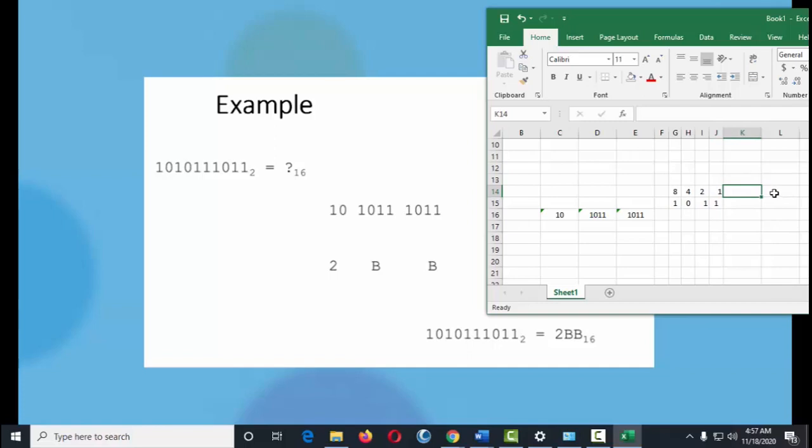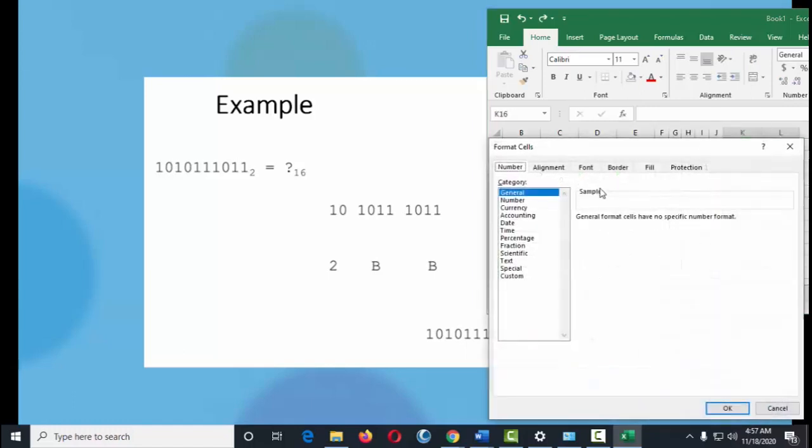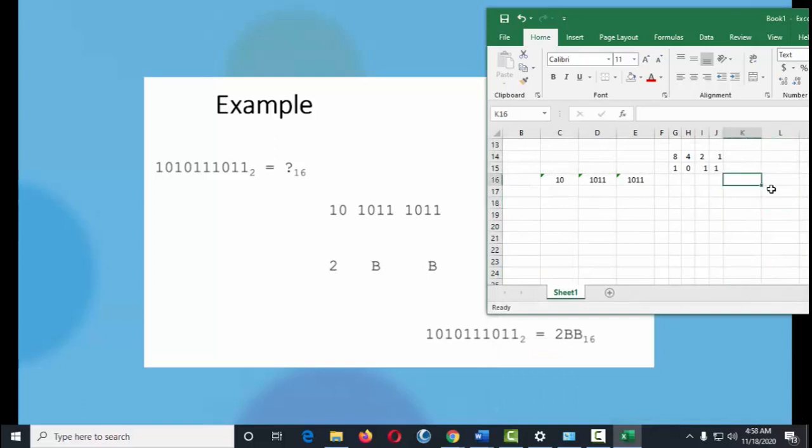And there's no 11 in hexadecimal. Remember, your hexadecimal numbers are 1 up to 9, and then you have A, B, C, D, E, F. This is 10, this is 11, 12, 13, 14, and 15.